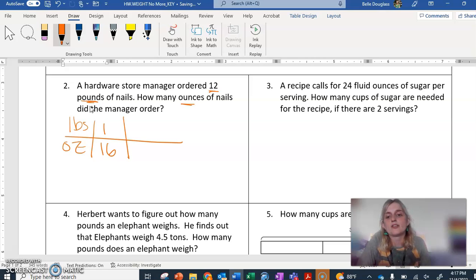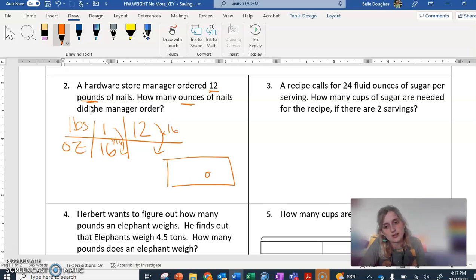If they ordered 12 pounds, there's 12 in the pounds. How do you get here? Well, from here you said times 16, so this is another times 16. 12 times 16 gives you your answer. You can figure out what it is. Don't just leave it here, write it off to the side. Ounces, and your answer.